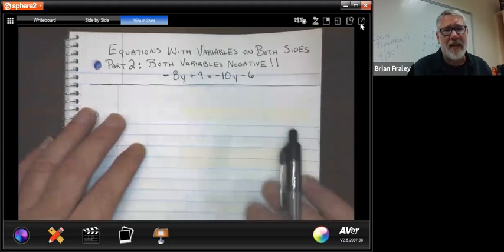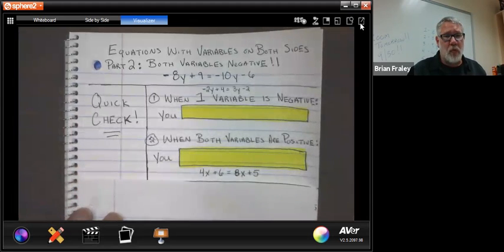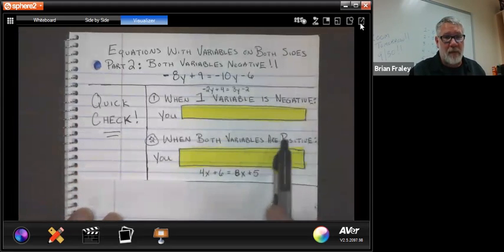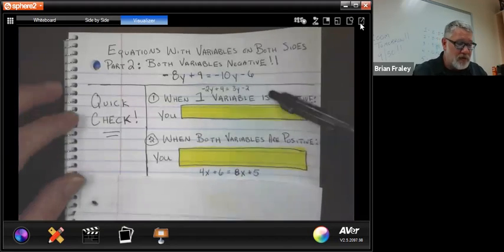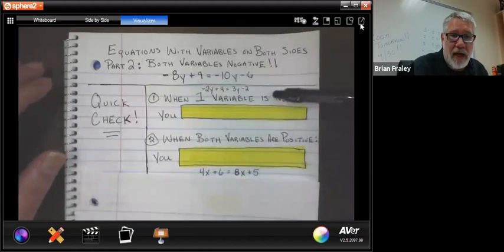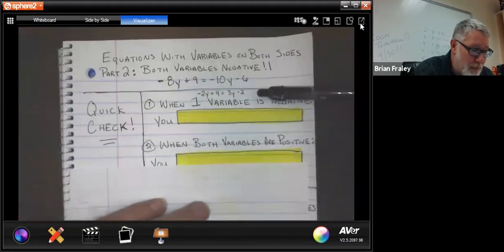So before, we did problems where one variable was negative and problems where both variables were positive. Here are some examples, and I want you guys to fill in this quick check. Here's an example when both variables are negative: negative 2y plus 4 equals 3y minus 2.